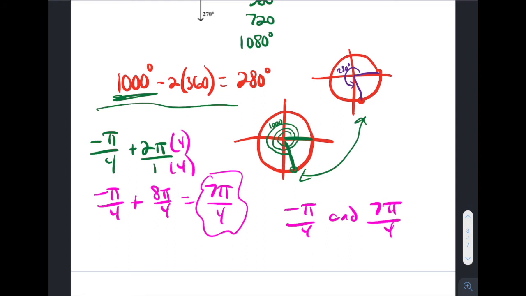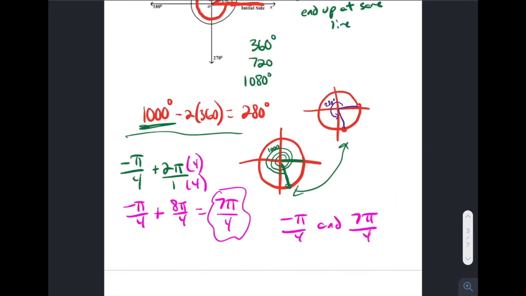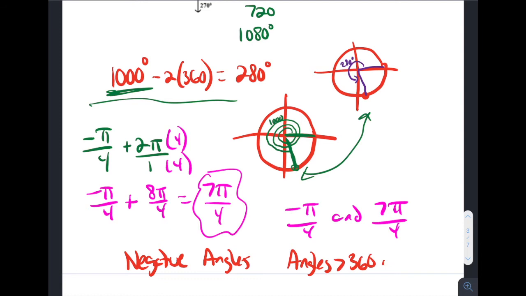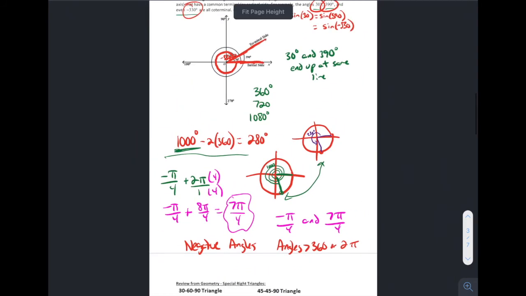They end up at the exact same spot, and these would have equivalent values for sine, cosine, tangent, cosecant, secant, cotangent. That's useful. Again, the only reason I'm really talking about this is that sometimes you get angles that are negative. This is specifically to deal with times when you have negative angles, and sometimes you have angles that are greater than 360 degrees or 2 pi. That's how you would handle situations like that if they were to come up in AP Calculus.